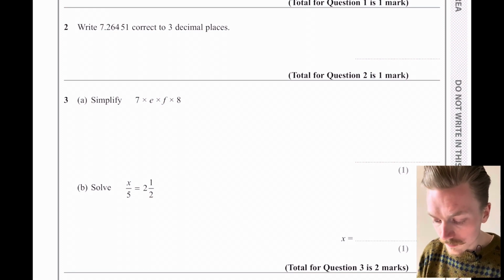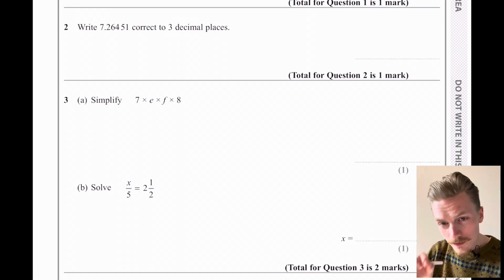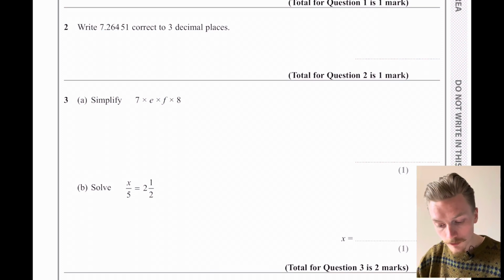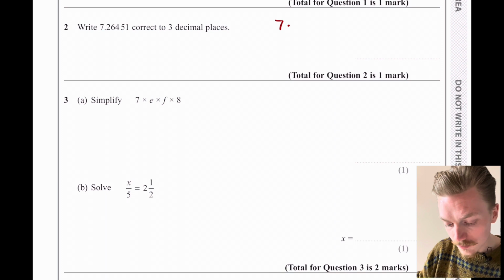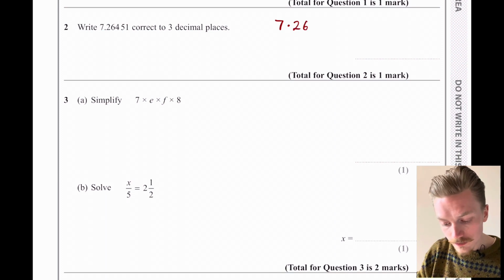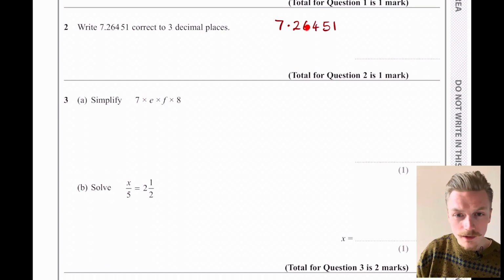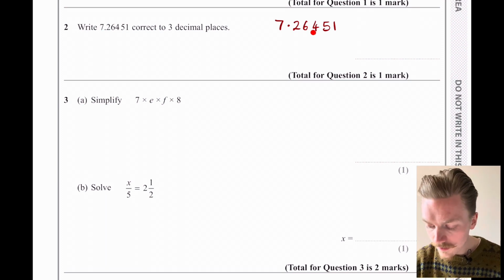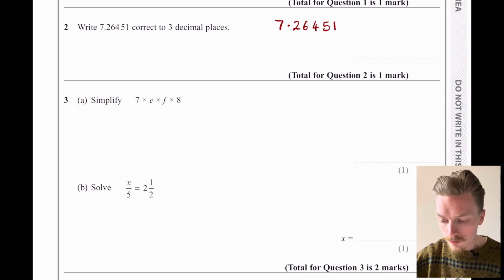If we have a look at this, to 3 decimal places means I'm looking at the third number after the decimal point. So in our case, I've got 7.26451. My 2 is the first decimal place, my 6 is the second decimal place, and it is my 4 that's the third decimal place. That's the one I'm going to be rounding to.